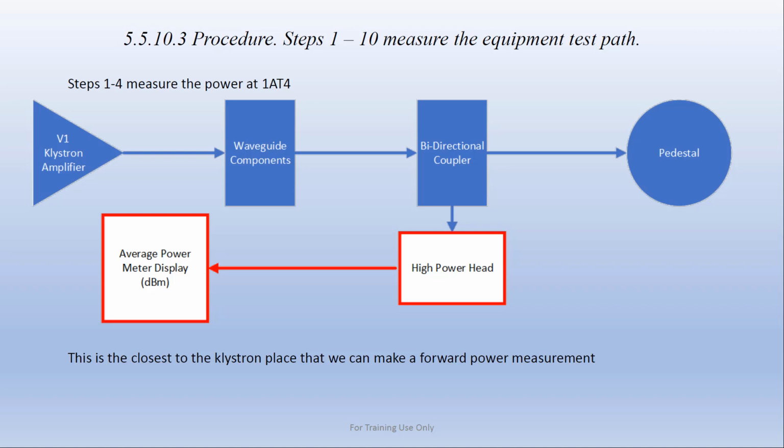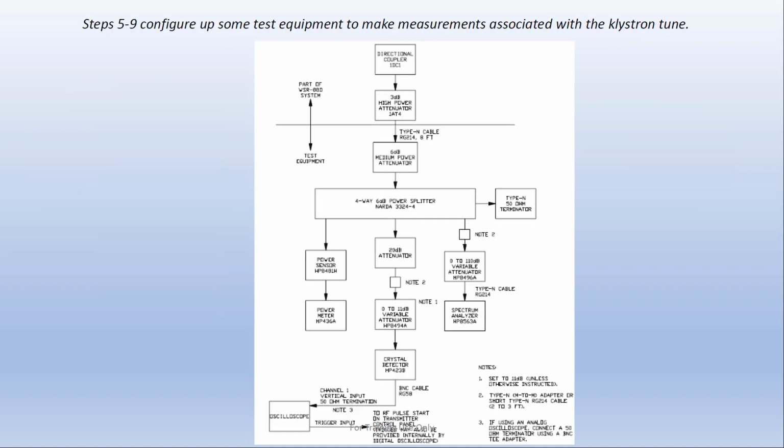We'll need to establish our loss of our test equipment, or the loss from 1AT4 to where our power head is when we're doing our tuning of the tube. To do this, we're going to use the Klystron's output as our standard input. Steps 1 through 4, we'll take the power at 1AT4 and establish it as our standard. Steps 5 through 9 configure our test equipment.